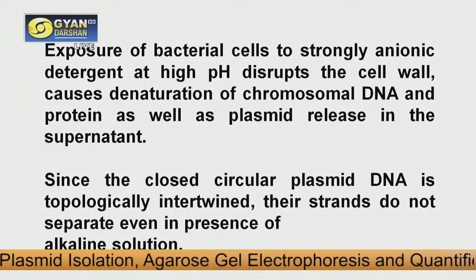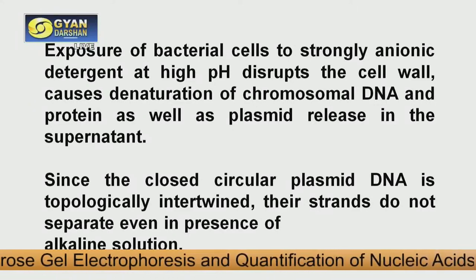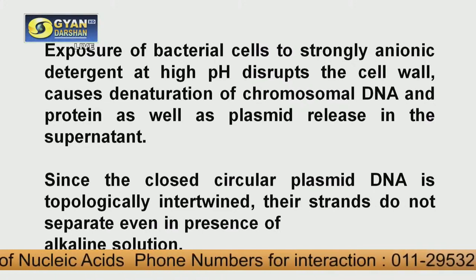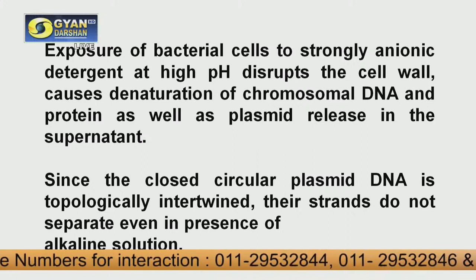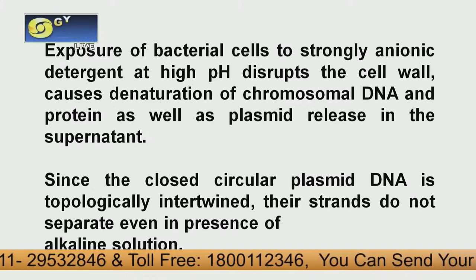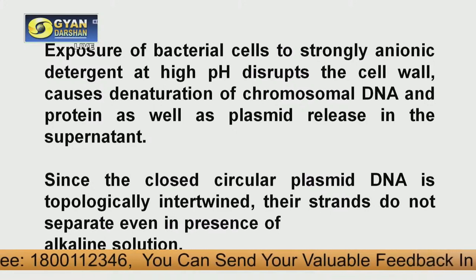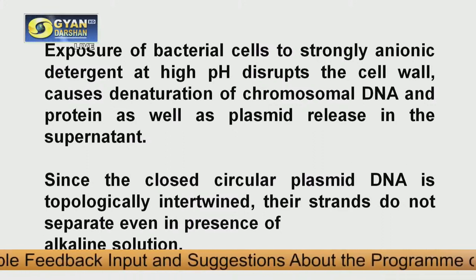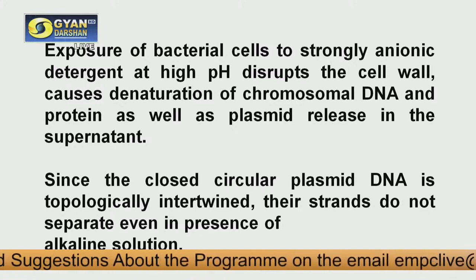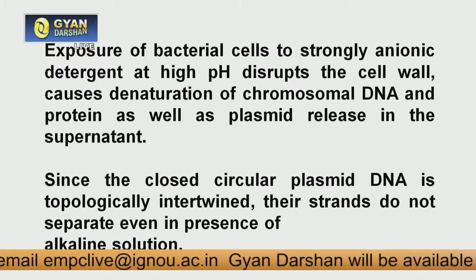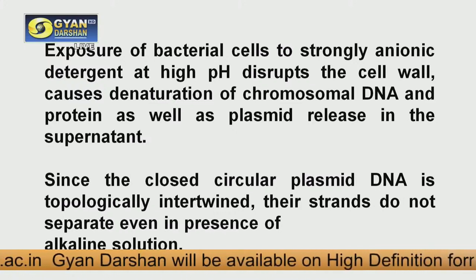Now, what is the principle of plasmid isolation? Using this method, the main principle is that you have to disrupt the bacterial cell. You have to break the bacterial cell, because bacteria have a cell wall, and beneath the cell wall, you all know that there is a plasma membrane. So you have to break the cell wall, and for that you need some very harsh treatment, a strong kind of chemical. What is that chemical? That is alkali, high alkali condition, and one detergent, sodium dodecyl sulfate. So using these two, high pH and a strong anionic detergent, you disrupt the cell wall.